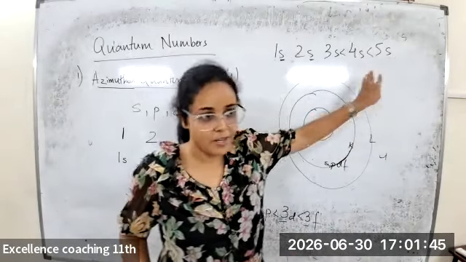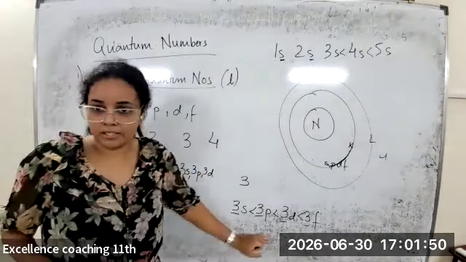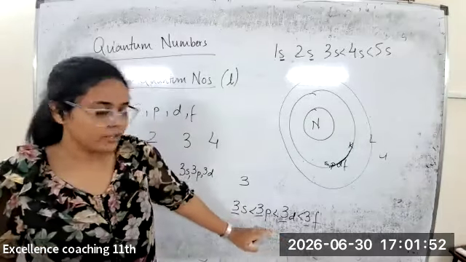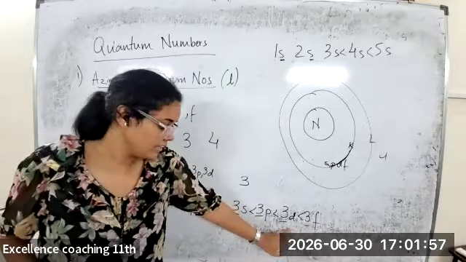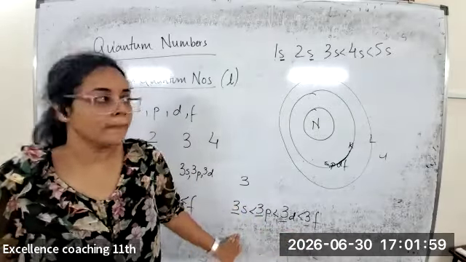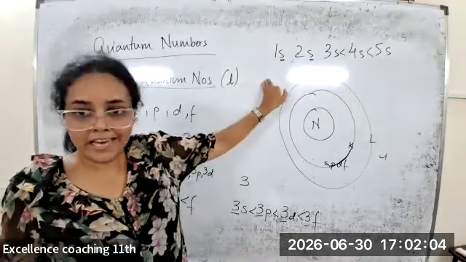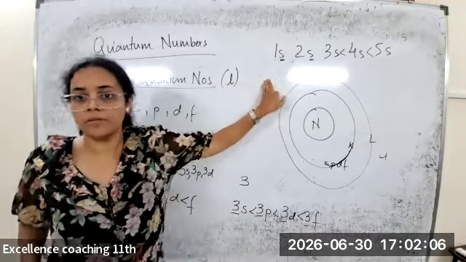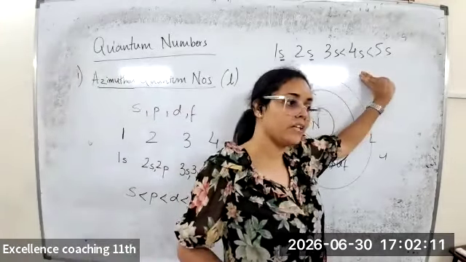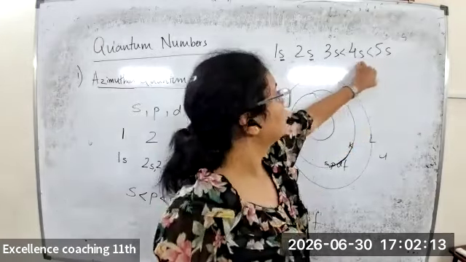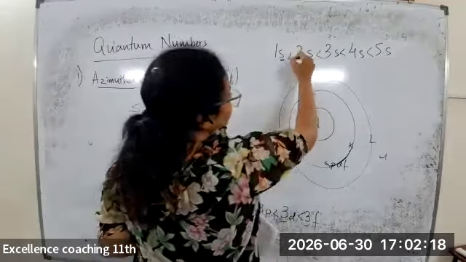First, we have seen that if I keep my principal quantum number same and the value of L is different, then F will have higher energy, then D, then P, then S. Second case, if my value of L is same but my principal quantum number is different, then the highest principal quantum number will have higher energy: the 4s, then the 3s, then the 2s, then the 1s.